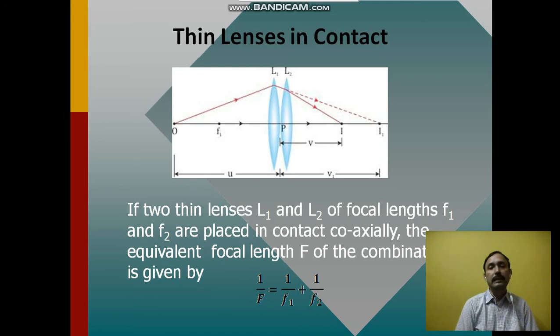If two thin lenses L1 and L2 of focal lengths f1 and f2 are placed in contact coaxially, the equivalent focal length f of the combination is given by 1 by f is equal to 1 by f1 plus 1 by f2. That means when the two lenses L1 and L2 are in close contact, their equivalent focal length will be 1 by f is equal to 1 by f1 plus 1 by f2.